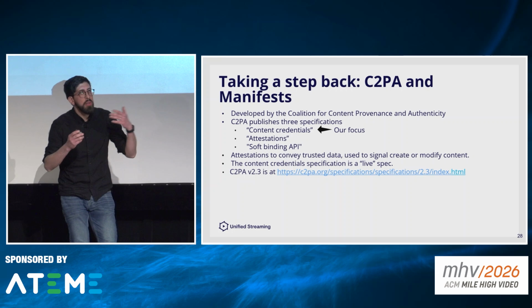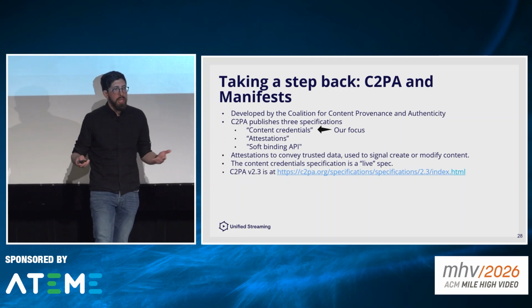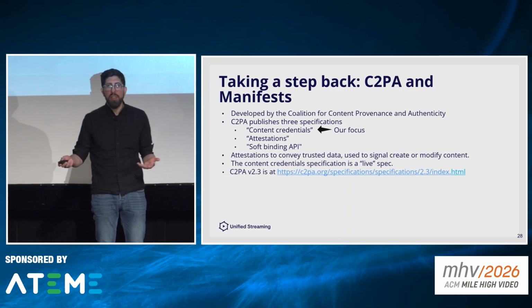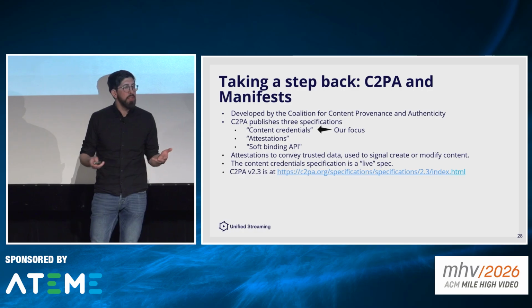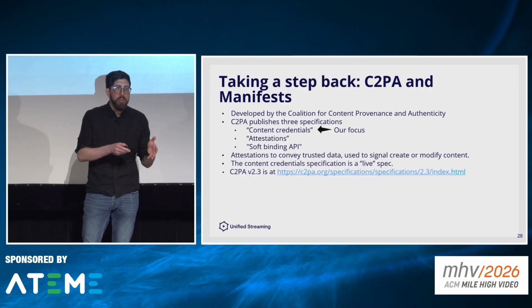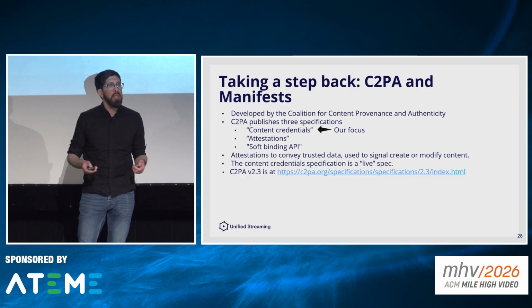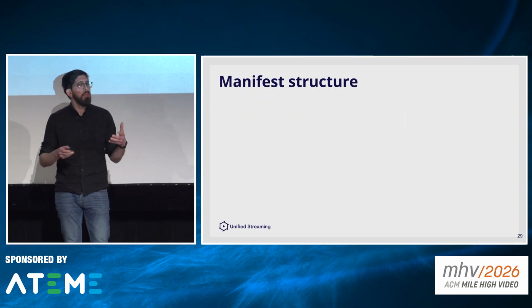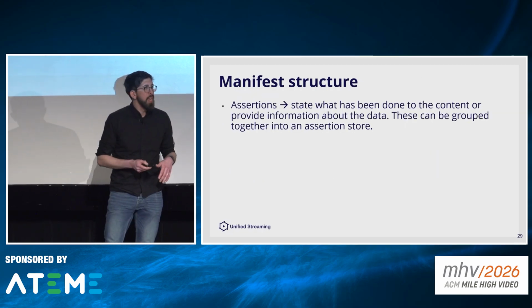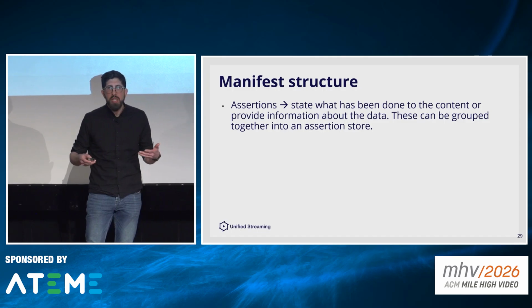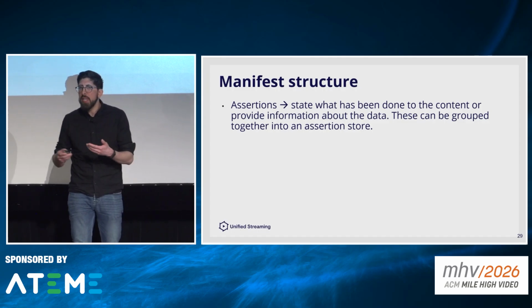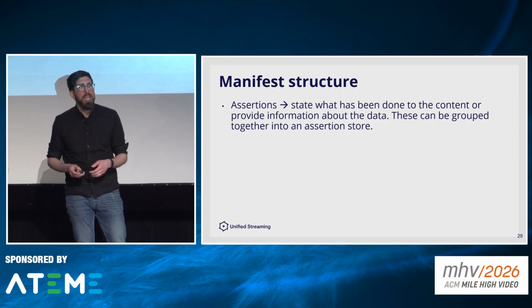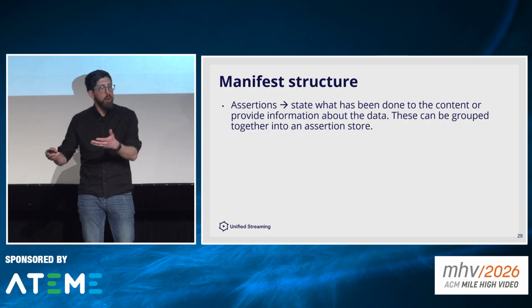So a little bit of a step back, what is C2PA? It is the Coalition for Content Provenance and Authenticity. There are three specifications. Our focus is on content credentials, that is the live spec. I'm going to be brief with the manifest structure, really high level. That is, what are assertions? Basically, an assertion is when the media has been created, the media has been transcoded, the media has been encoded.